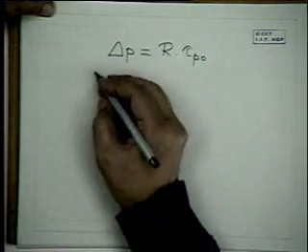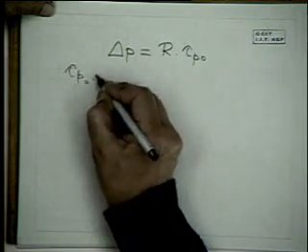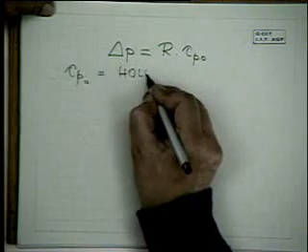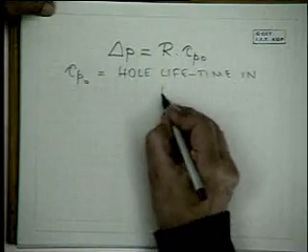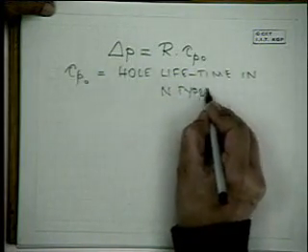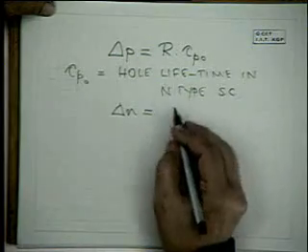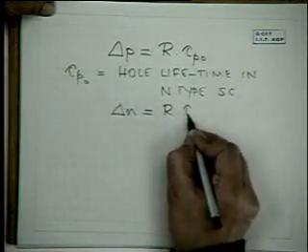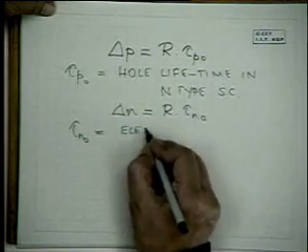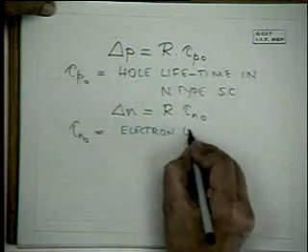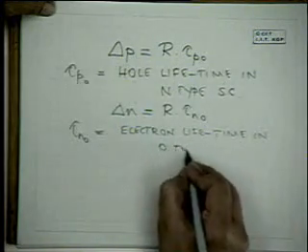Similarly, we can define that tau p0 is hole lifetime in n-type semiconductor, and similarly we can say delta n in a p-type semiconductor, the minority carriers will be r into tau n0, where tau n0 is the electron lifetime in p-type semiconductor.